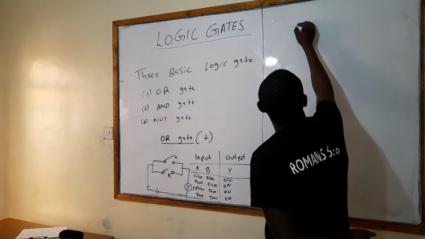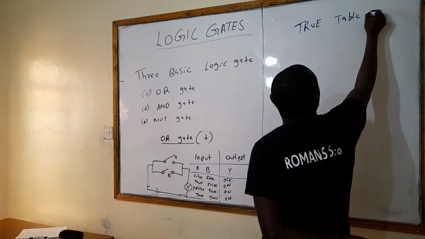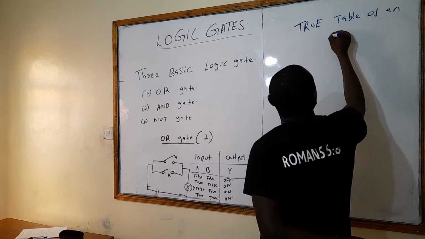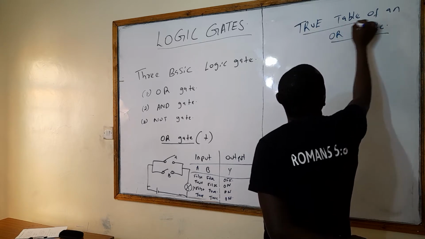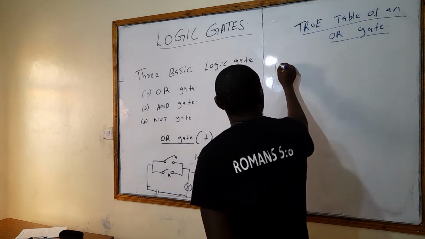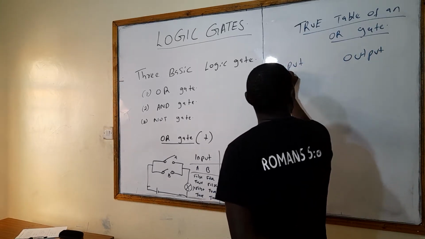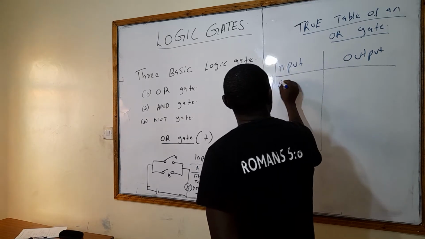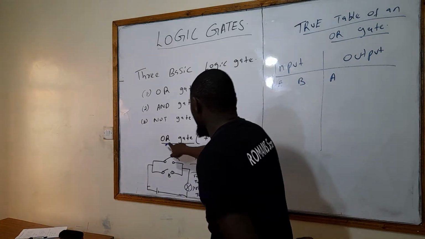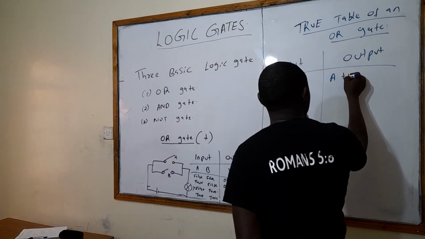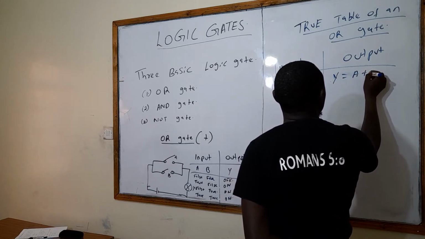Let's draw the truth table of an OR gate. Now, the inputs and the output. The inputs are A and B, and the output is Y. Because the OR gate's sign is a plus, we can say Y is equal to A plus B.